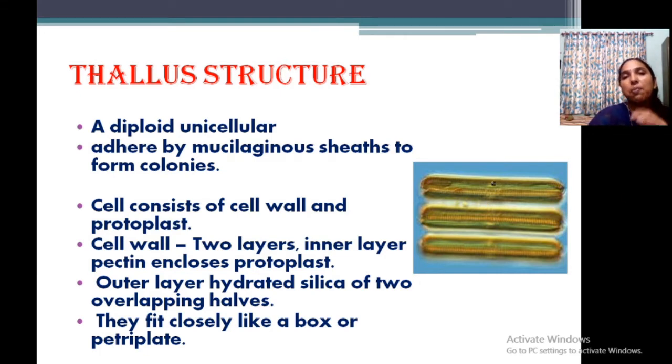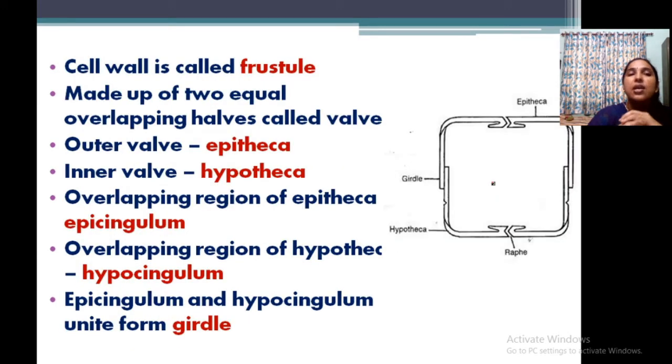You know our Petri plate. In your laboratory, while sectioning you get a small glassware, a round vessel, where you put your material for sectioning. That is a Petri plate. So it looks like a Petri plate or a box with a lid. Clear? It's a box shape with a lid. Okay. So the cell wall is called a frustule. The cell wall of these diatoms is called a frustule.